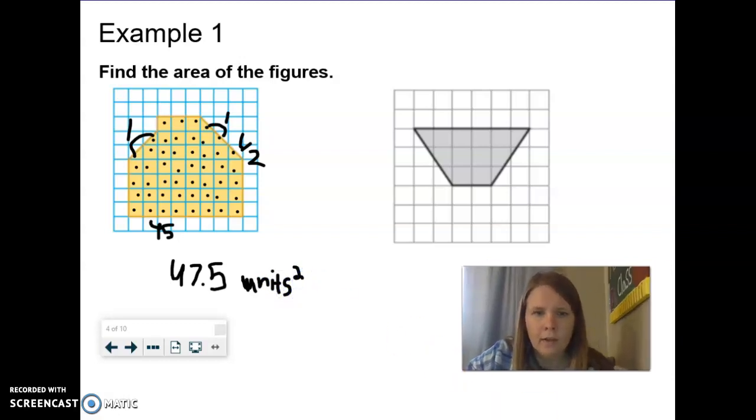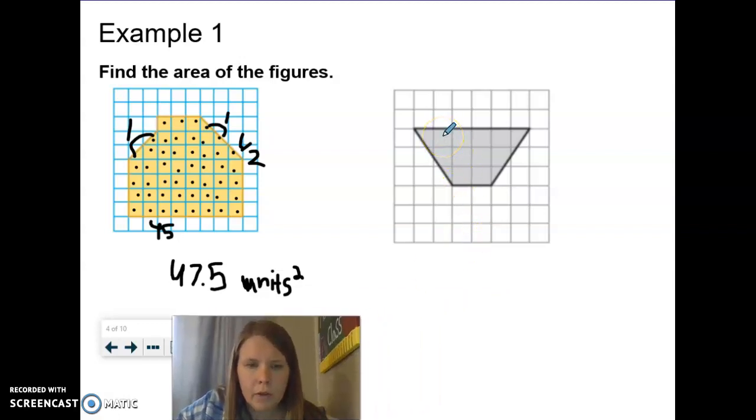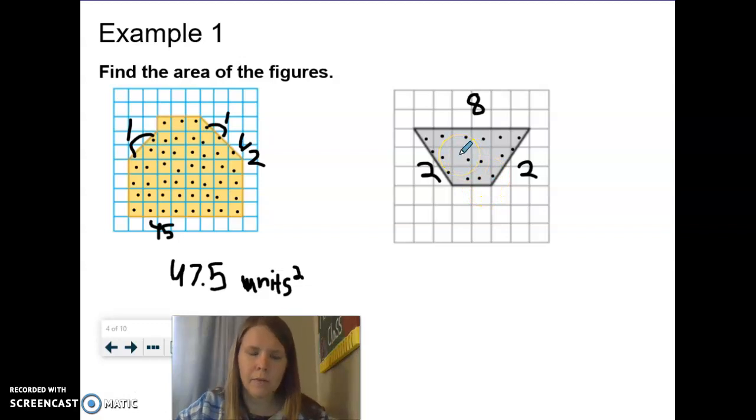On my other one here, I'm going to do the same thing. Start with all the fully colored in boxes: 1, 2, 3, 4, 5, 6, 7, 8. Looks to be about 8. Then I'm going to look at my other ones. This one and this one together make 1, and this one and this one make 1, so that's another 2. Same thing over here: this one and this one make 1, and this one and this one make 1, so 2. In this case, 8 plus 2 plus 2. We're not figuring our perimeter, but I just wrote them on the side to help me remember how I counted these up. In this case, I would get 12 units squared.